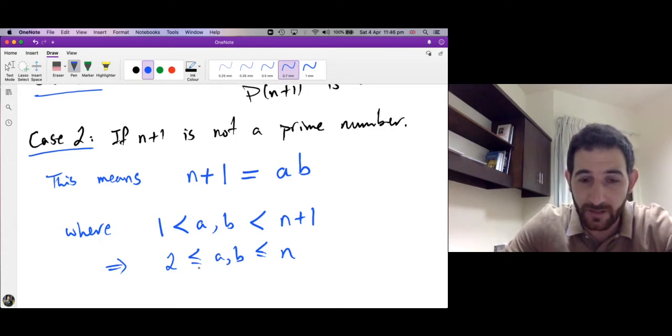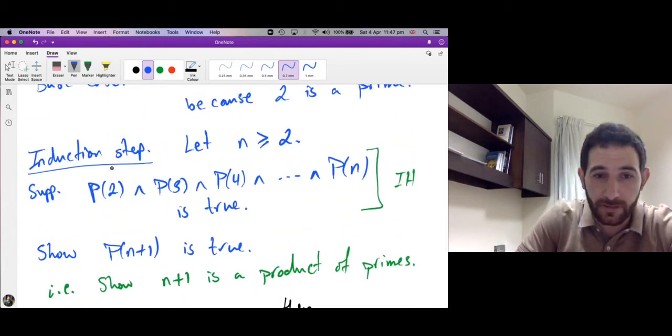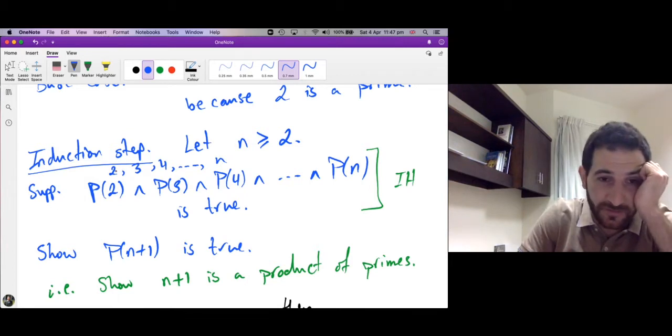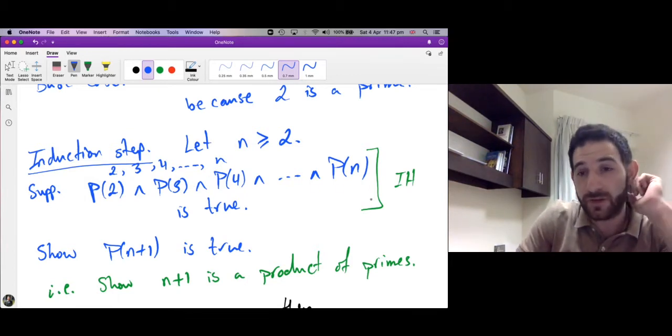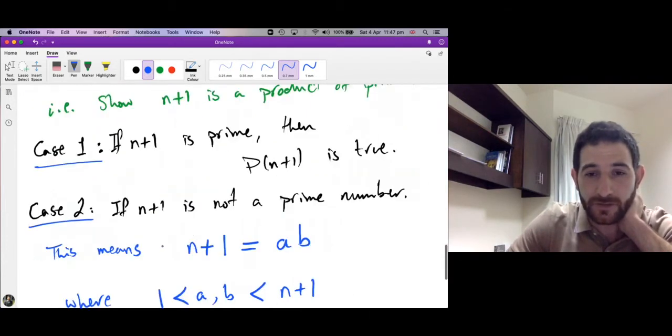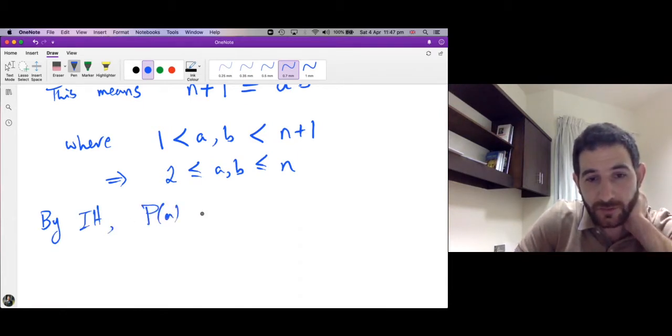They are integers and they are between 2 and n, which means they are among these. They are either 2 or 3 or 4 up to n. This is what we know about a and b. They are among the integers from 2 to n. But our induction hypothesis tells us that any number between these numbers from 2 to n has the property P. So by the induction hypothesis, we know that P of a is true because a is between 2 and n, and P of b as well.